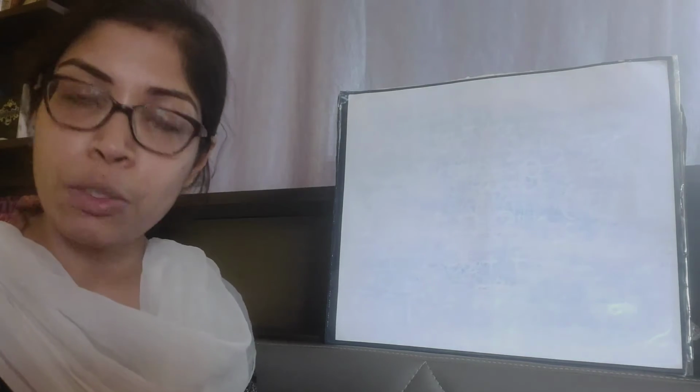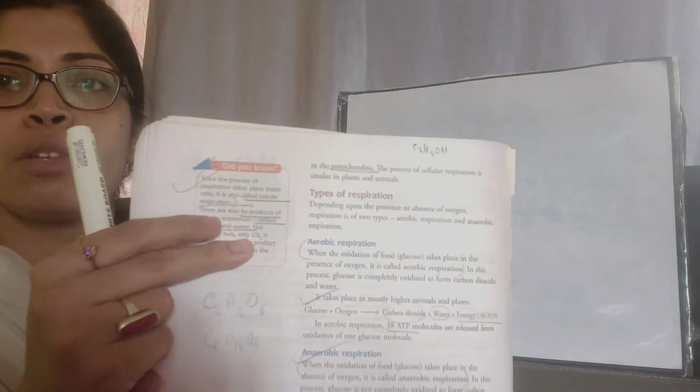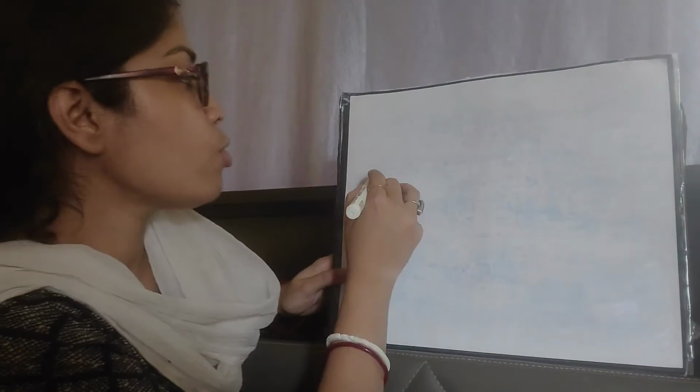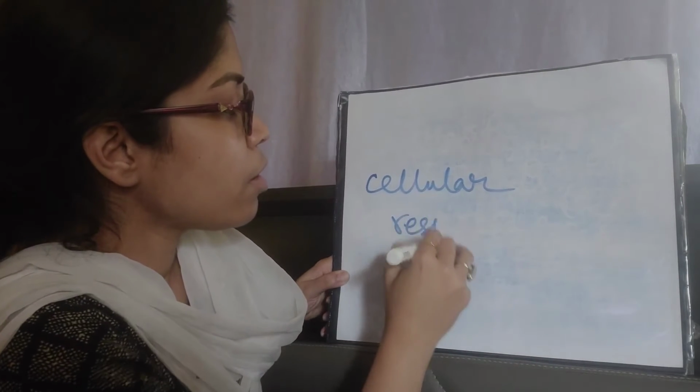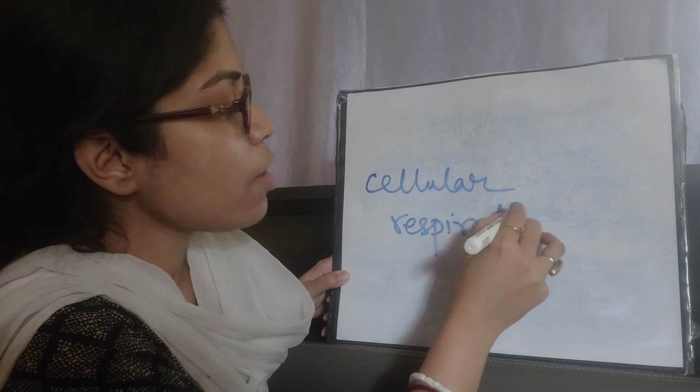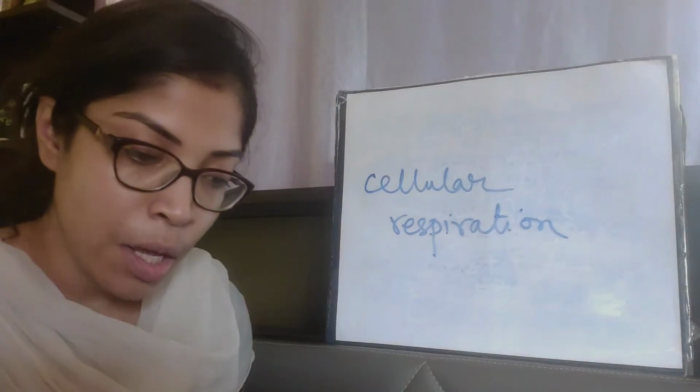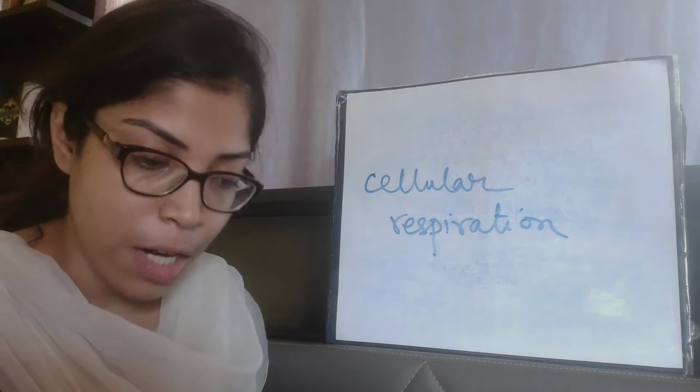Before moving on to the next topic, which is respiration and combustion, there is another "Did you know" which is quite important, at the top portion of page number 70. What does it say? Since the process of respiration takes place inside cells, it is also known as cellular respiration. What is cellular respiration? When respiration takes place within the cells, it is known as cellular respiration.